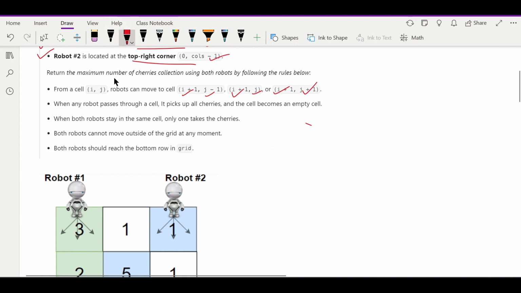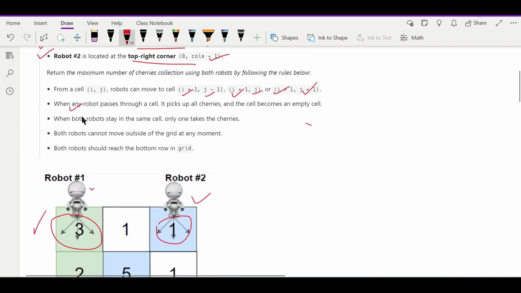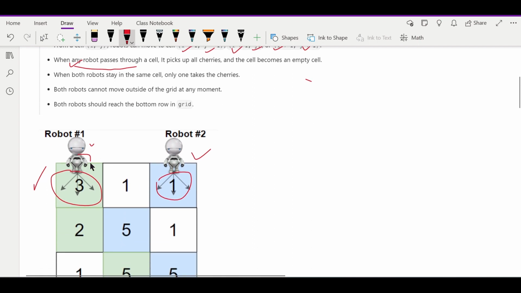So what are the other points? Whenever any robot passes through a cell, it picks up all the cherries. Let's say this was your grid, and this is your robot 1, this is your robot 2. Robot 1 is present here, robot 2 is present here. When this robot passes through this cell, it will pick up all the cherries mentioned in that cell. It won't pick up just 2 or 1. It has to pick up all the cherries present in that cell. So this is the second point.